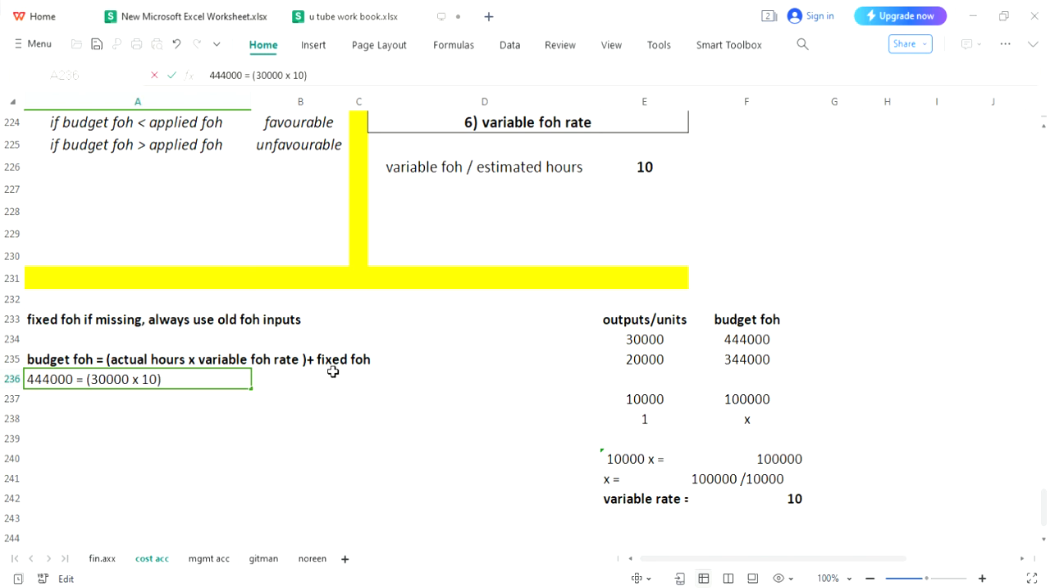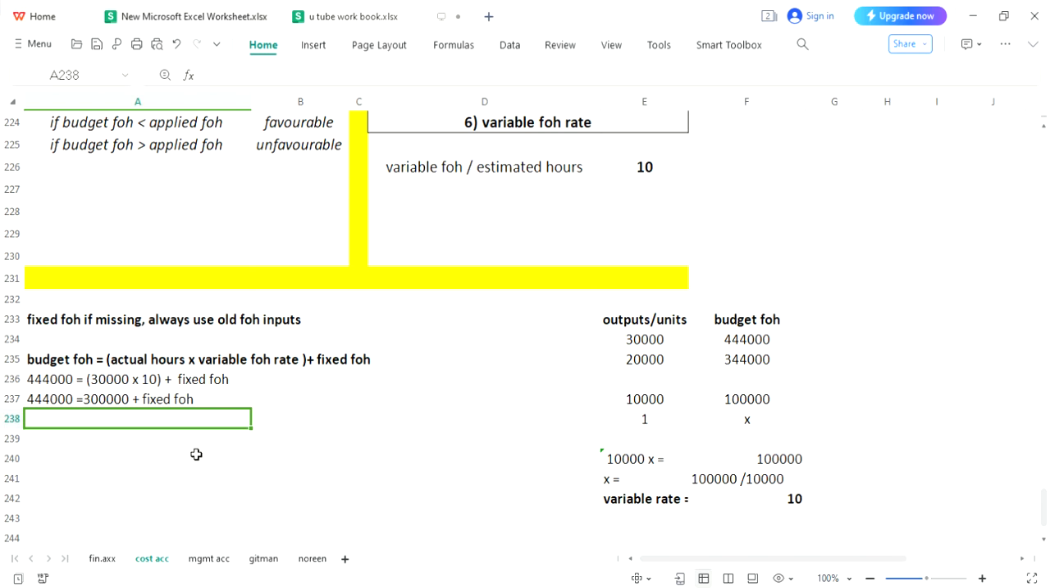Then we need to add over here. What to add? Fixed FH. This is unknown and we need to calculate it, so we will write fixed FH as it is. Next step is what? You will calculate the bracket. On the left side of the equals sign, we have 444,000 is equal to, and 30,000 multiplied by 10 would be 3 lakh, plus fixed FH as it is over here. Okay, now see, 3 lakh is being added over here.